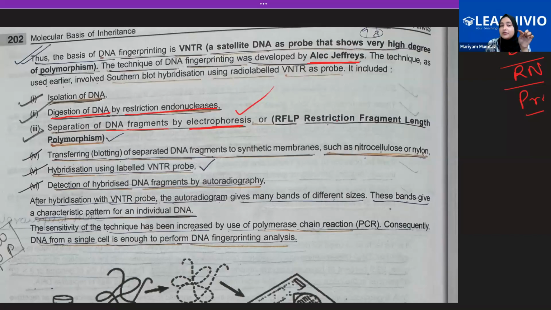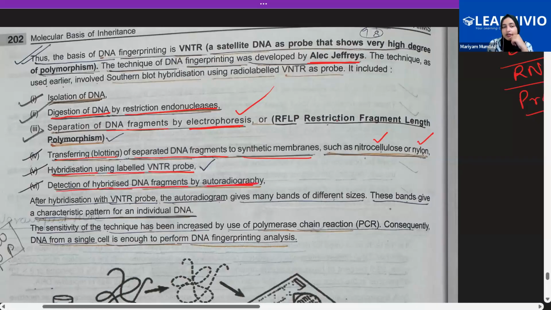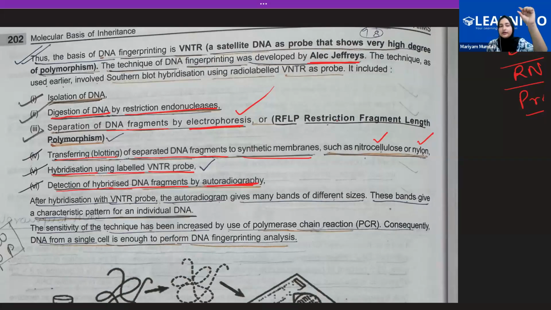Then you transfer them to synthetic membranes, the blotting techniques. If you are doing it for DNA, you do southern blotting, isn't it? So you do the blotting of the separated DNA fragments to synthetic membranes such as nitrocellulose or nylon membrane. Then you do hybridization using labeled VNTR probes. Whatever DNA you have selected, you label it with a probe. Then you detect the hybridized DNA fragments by the method of autoradiography, and it will give you different bands.